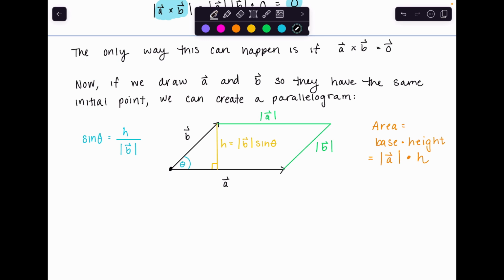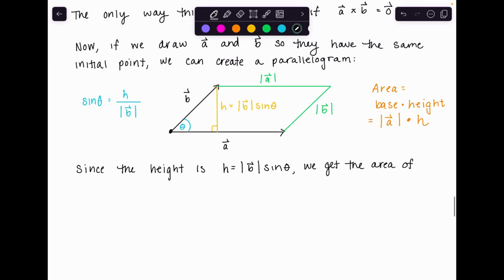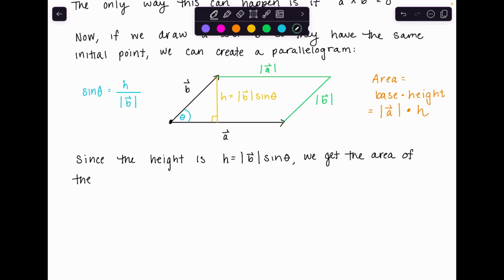Okay? So since the height is H, which is the magnitude of B times sine of theta, we get that the area of the parallelogram is the following.